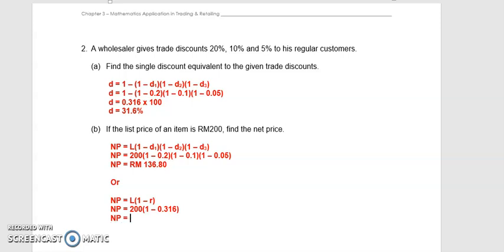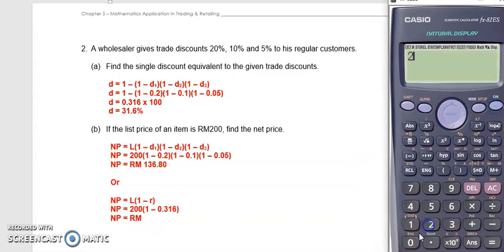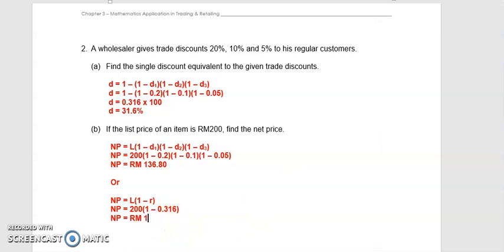So net price equals RM 200 multiplied by 1 minus 0.316. So equal to, you still get the same answer, 136.8. Okay, so when you have single discount equivalent, better you use this formula instead of substituting one by one. Okay, you still get the same answer.